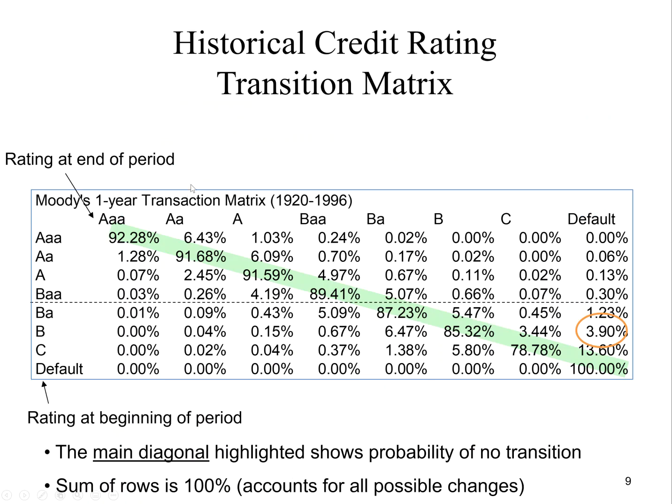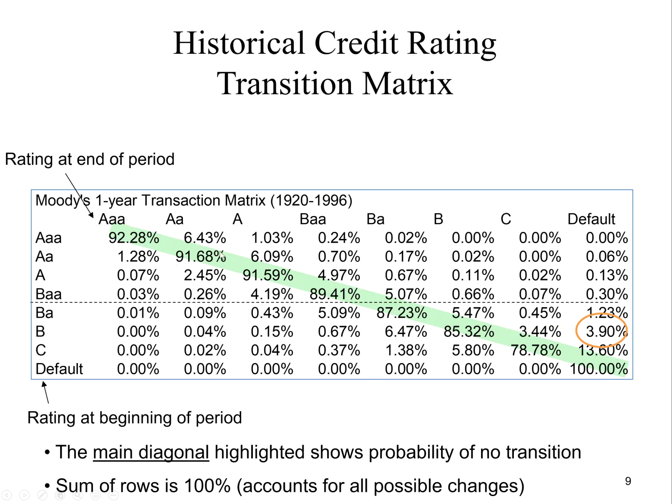One of the most important tools to use in bond analysis is a transition matrix. So here's a Moody's 1-year transition matrix using data from 1920 to 1996. What it shows is that in any given year, you have a rating at the beginning of the year and a rating at the end of the year. If we look at this first number, 92.28%, that represents 92.28% of AAA rated firms remaining AAA rated firms 1 year later.